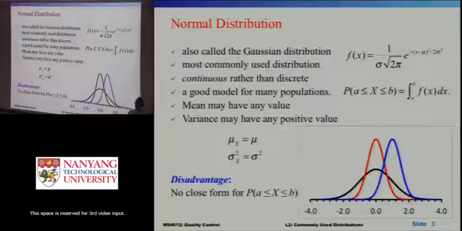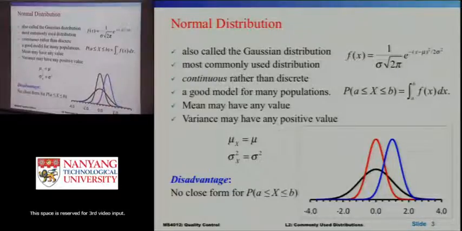And then for this normal distribution, why did I talk about it first? Because this one is very important. It can be called a Gaussian distribution. This is the most commonly used distribution. And if you only learn one continuous distribution, you should learn the normal distribution. And this is continuous rather than discrete.